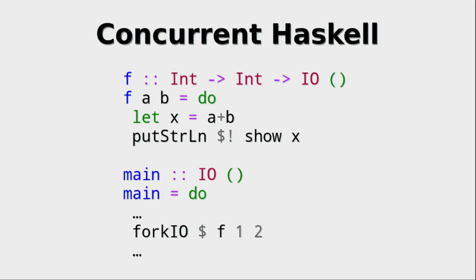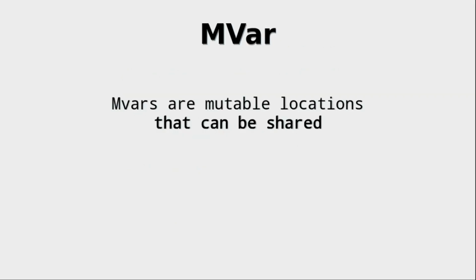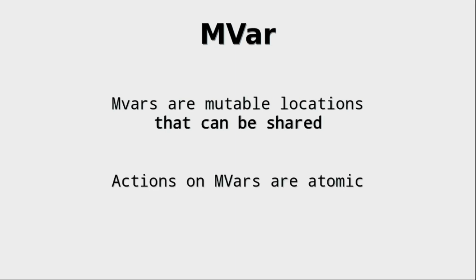But now the question is, how do we handle return values? And do we have something like shared memory? Well, we do. And this shared memory is called MVars. That is a data type within Haskell that represents a mutable location that is shareable. So this means that this is some location in memory that can be shared between threads, where they can put stuff into it and then take stuff out of it.